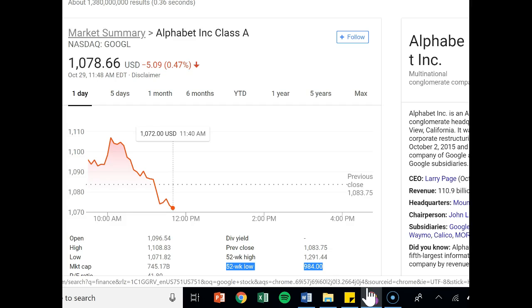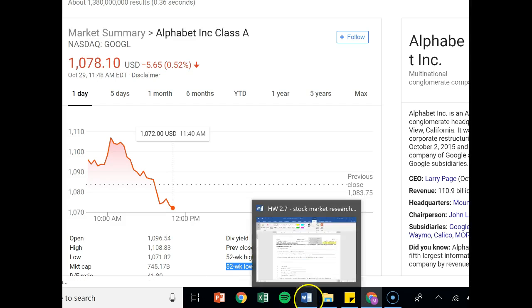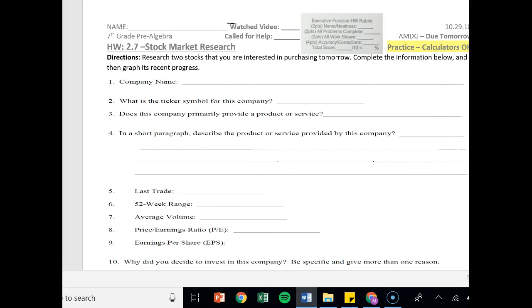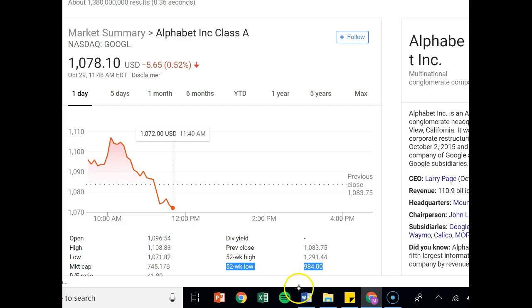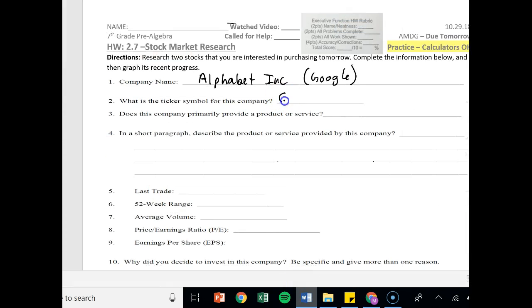So here you'll see its actual name is Alphabet Inc. Alphabet Inc. is the actual corporate name, and you can just put in parentheses, I know this is Google. Then you'll say, what's the ticker symbol? That's the symbol you see going across the screen when it's trading. It's right here. It trades on the NASDAQ, and the symbol is GOOGL, all capital letters.